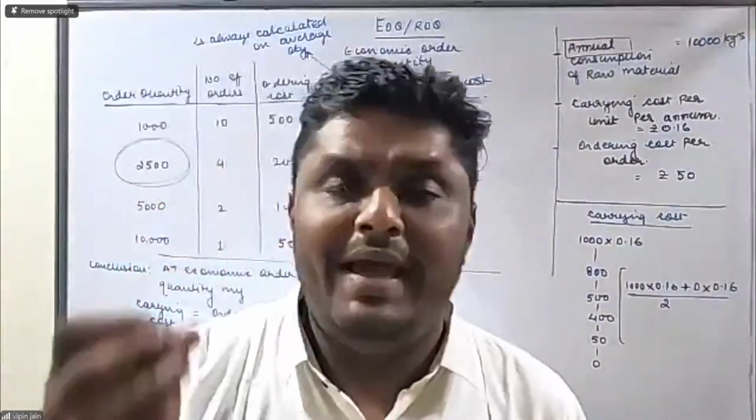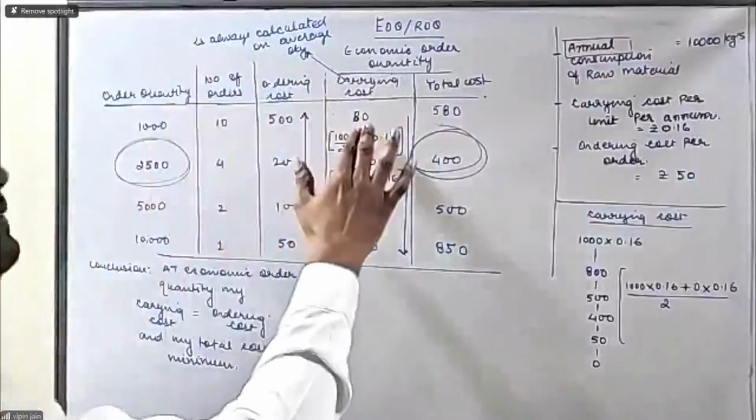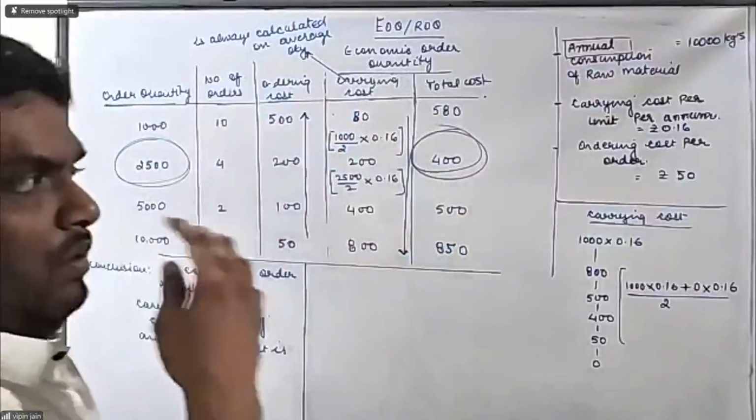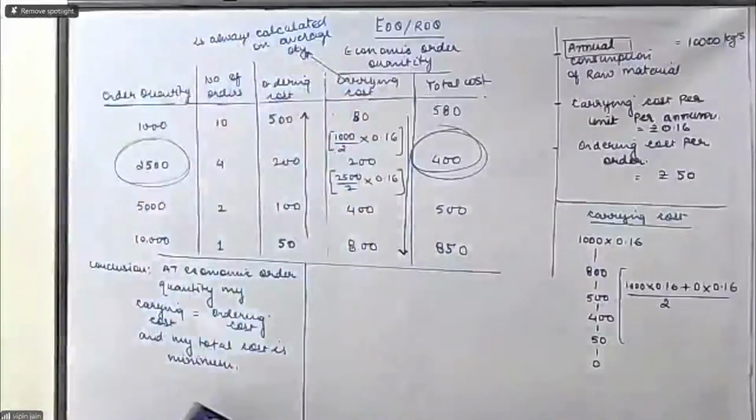Carrying cost is always calculated on average quantity. So quantity divided by 2 into the carrying cost per unit per annum.